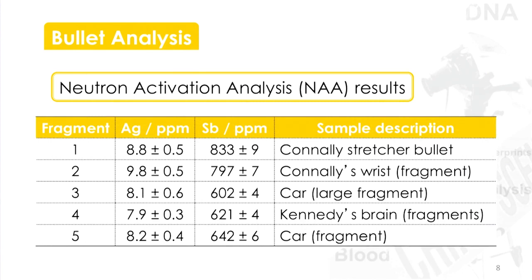And you can see that the level of silver in these 5 fragment groups is about the same. It varies from a low of 7.9 ppm up to a high of 9.8 ppm. Not terribly much different. But if you look at the antimony concentration, we find a bigger difference. There's 2 groups which have higher levels of antimony, about 800 ppm. And then we have another group which has only about 600 ppm of antimony.